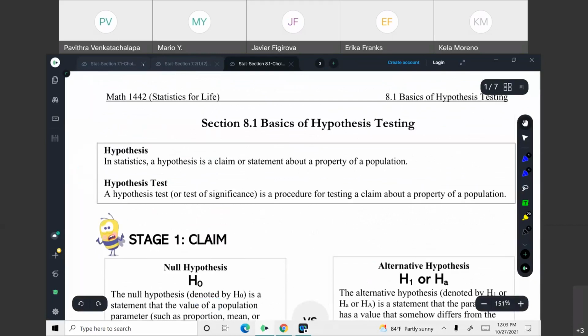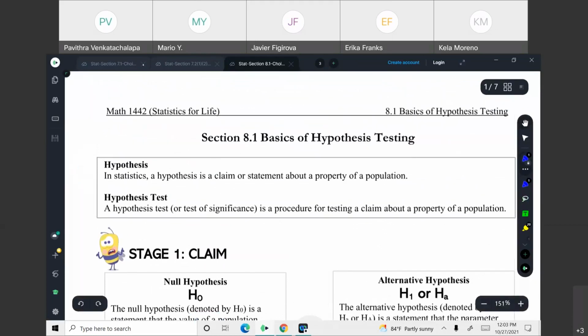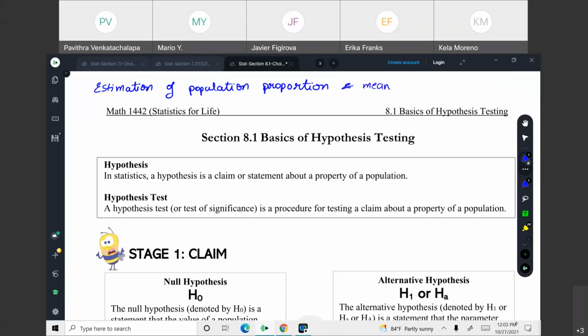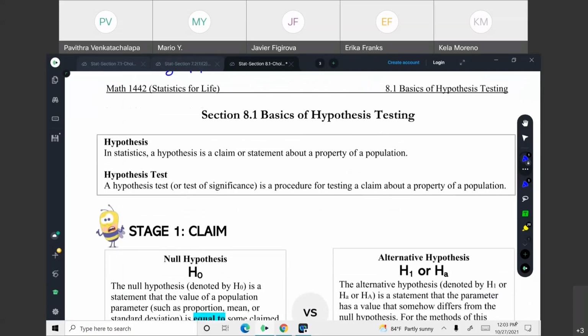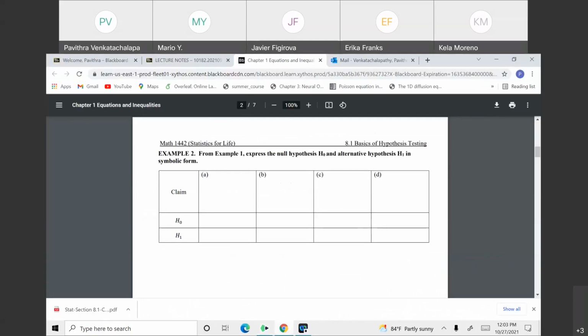Okay. So chapter 7 was all about estimation of population proportion and mean using the confidence interval and also the sample size. So this was about chapter 7. So in your lab 7, question.